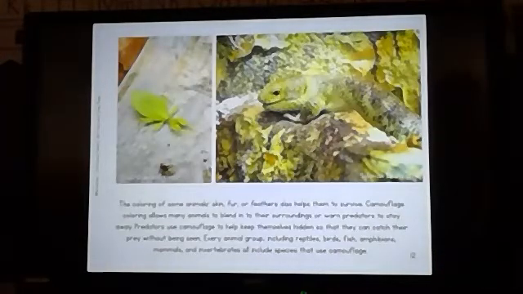The coloring of some animals' skin, fur, or feathers also helps them to survive. Camouflage coloring allows animals to blend into their surroundings or warn predators to stay away. Predators use camouflage to help keep themselves hidden so that they can catch their prey without being seen. Every animal group, including reptiles, birds, fish, amphibians, mammals, and invertebrates, all include species that use camouflage.